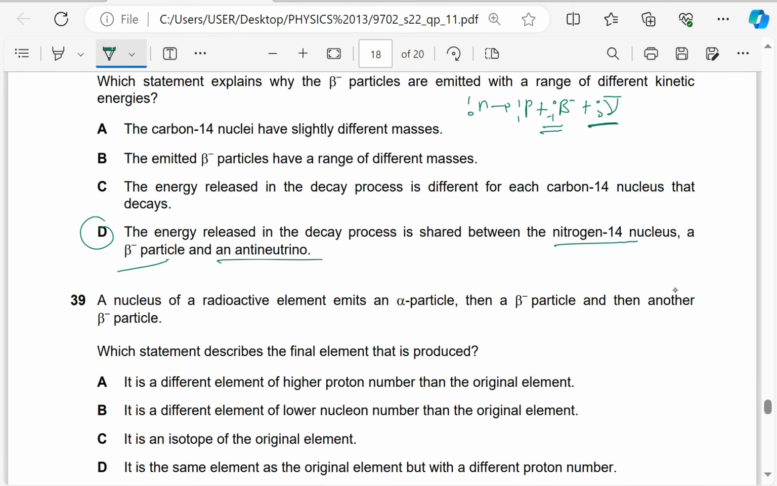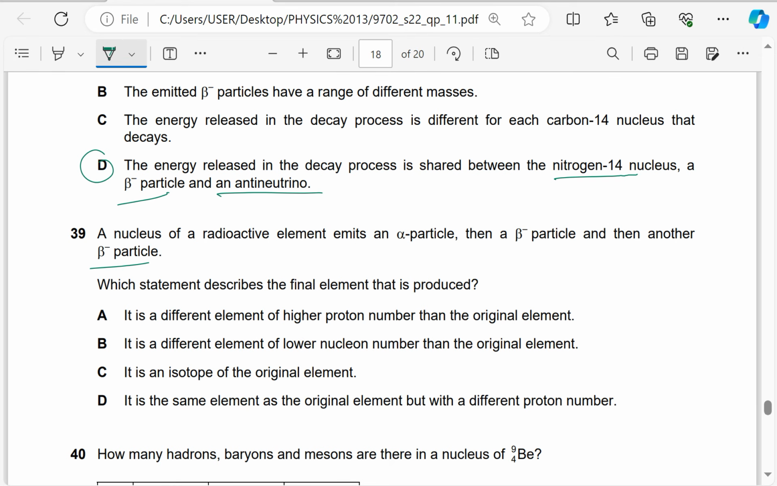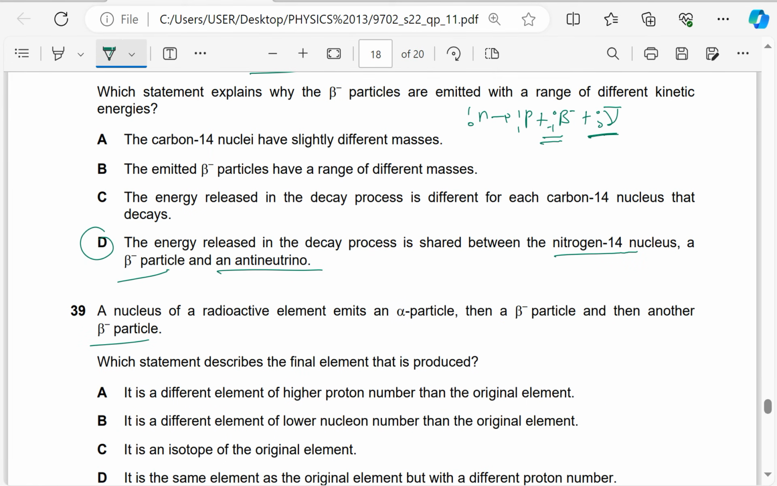A nucleus of radioactive element emits an alpha particle, then a beta minus particle, and then another beta minus particle. Which statement describes the final element that it produces? Let's first check. Let's say it is X, nucleon number A, proton number Z. It is going to give us Y, nucleon number P, and proton number Q, plus an alpha particle, which is alpha 4 2, plus a beta minus particle, which is beta 0 minus 1, plus another beta minus particle, which is beta 0 minus 1. Okay, let's check the values of P and Q.